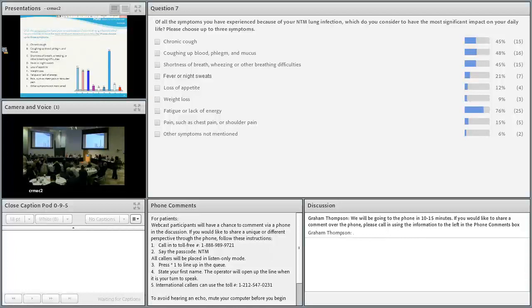Okay, so let's look at a few of the other symptoms you mentioned here: shortness of breath, breathing difficulties, and then a few of you also mentioned other symptoms not listed. So I'd like to open it up to see if you'd like to share some of the breathing difficulties you mentioned. What do you experience and how do you experience it?